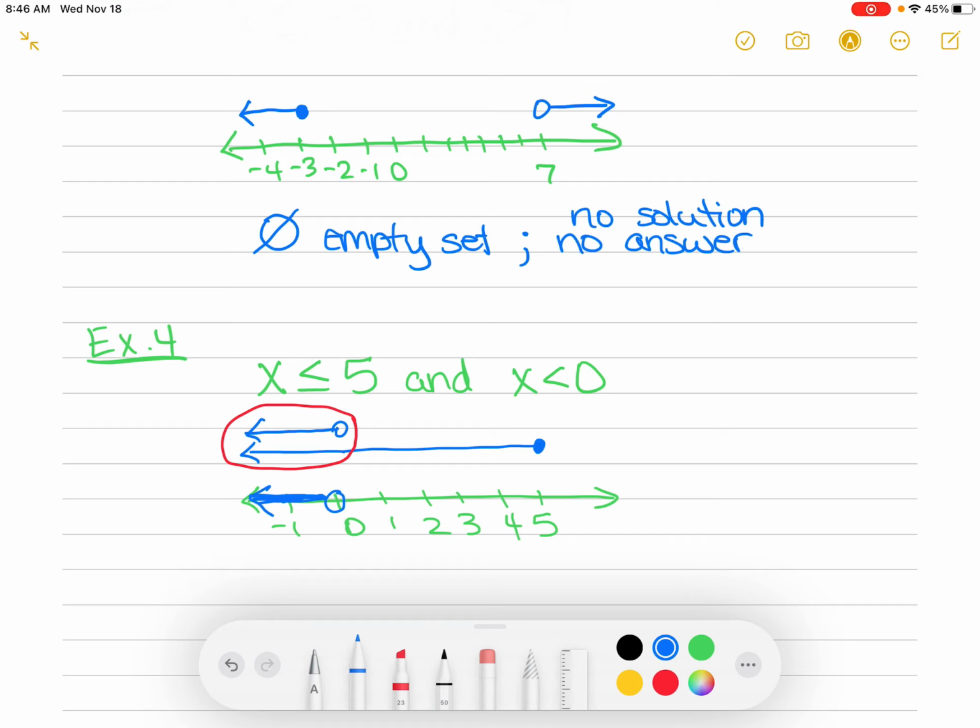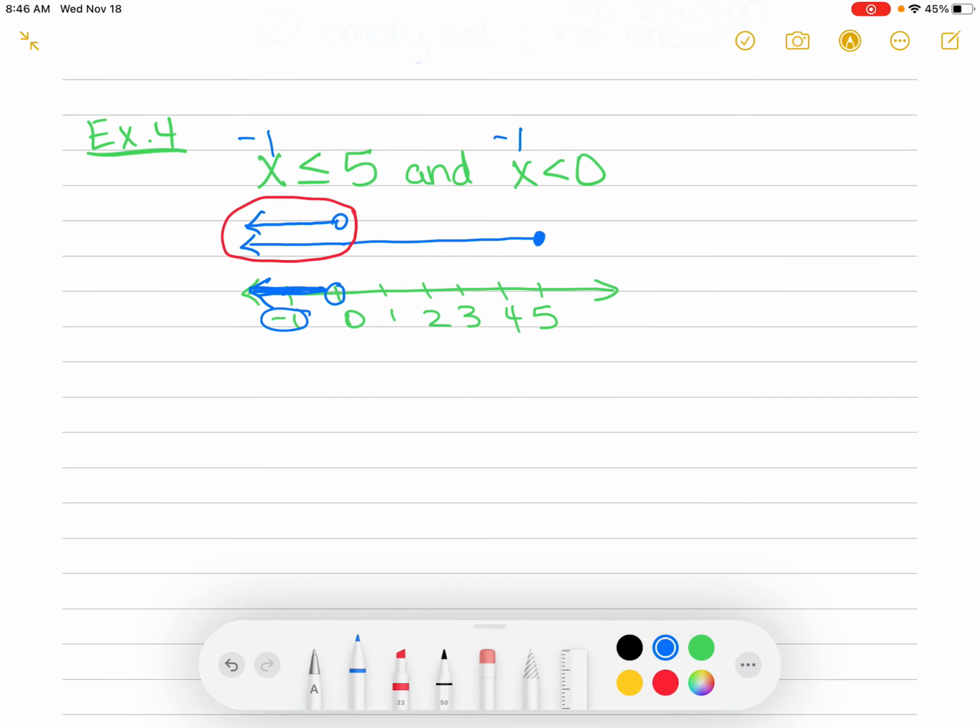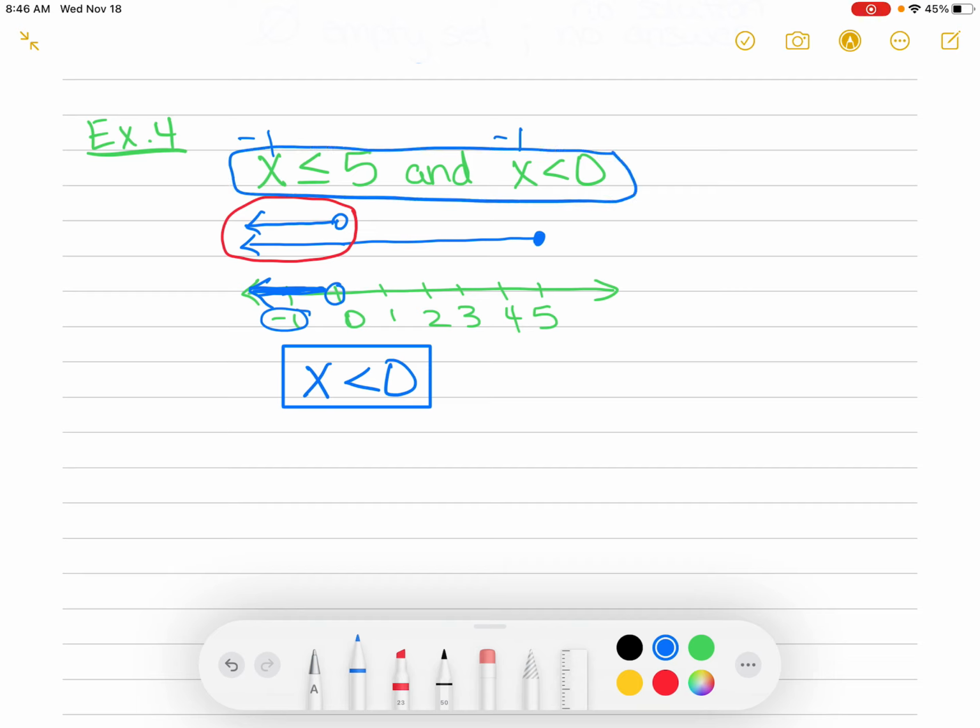So if I pick a number in the shaded area, like -1, that -1 should work here. -1 is less than 5, that's right. And up here, -1 is less than 0, that's right. So when I'm writing my answer out, it's going to be x is less than 0. This one doesn't have two numbers in there, where x is sandwiched in between two, because x is just less than 0. So where these two intersect is just x equals 0.